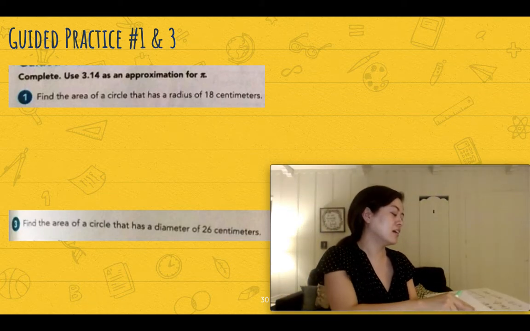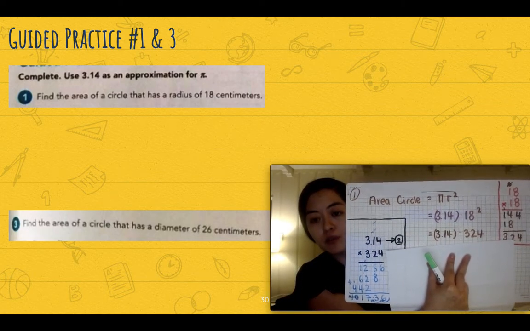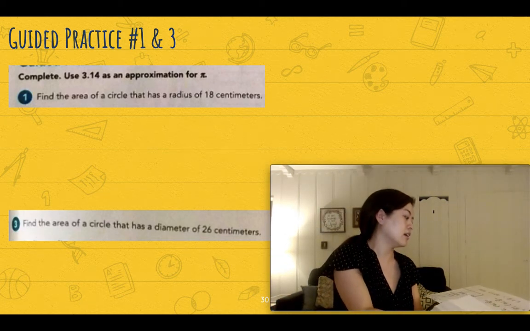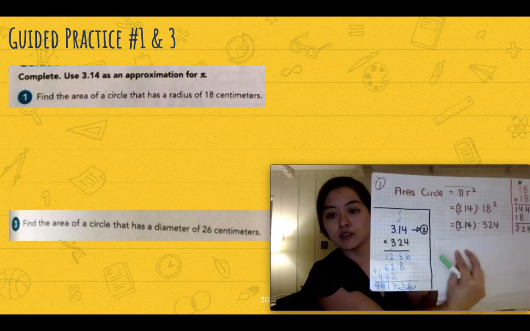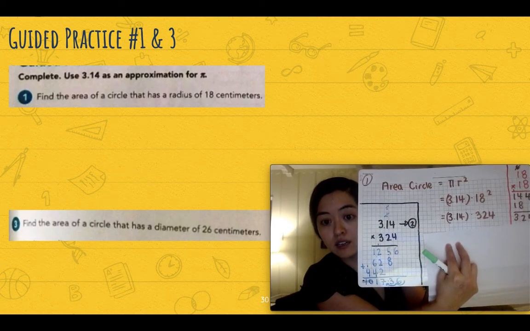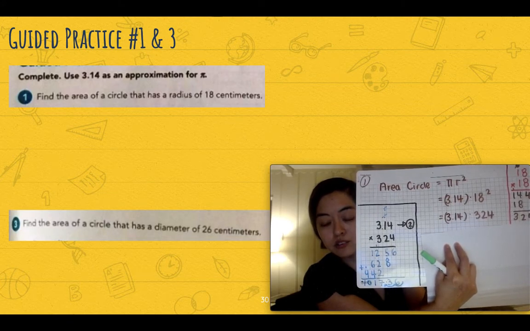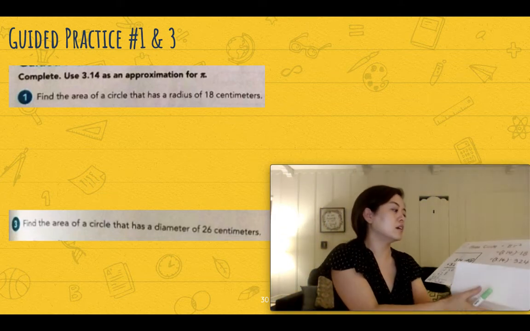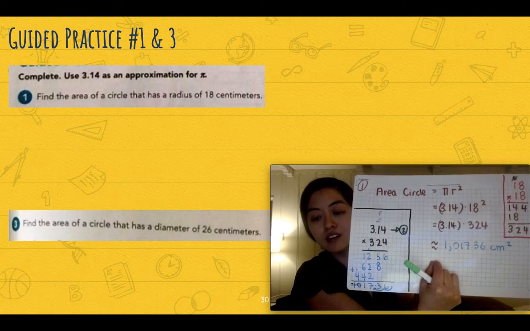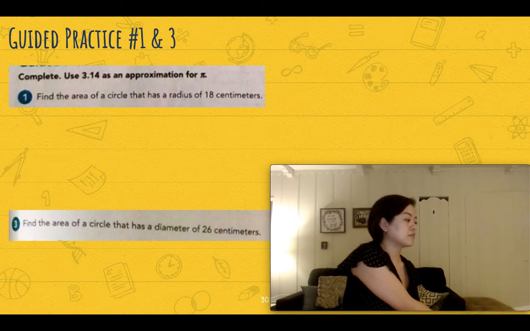And then I noticed it simplifies to 3.14 times 324. And then I did my work here in this black box. So you can pause the video to see how I did it. Yeah, so just pause it. And then that'll become approximately 1,017.36 square centimeters. Okay, all right.